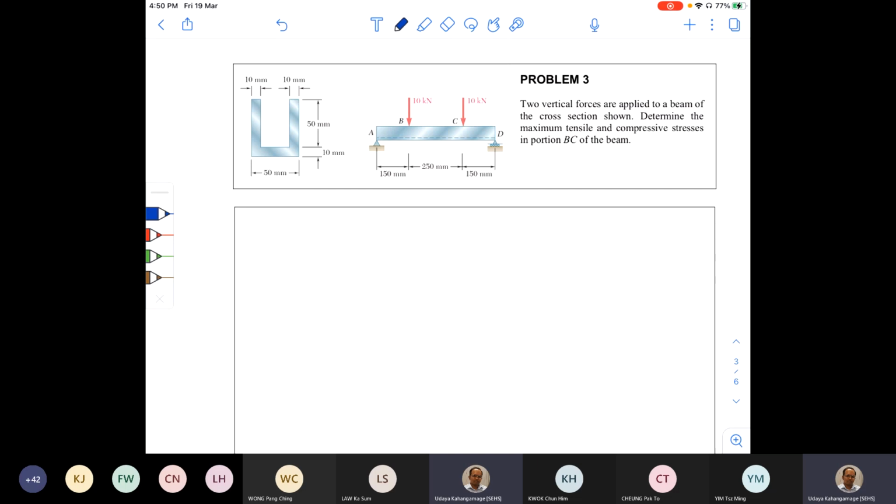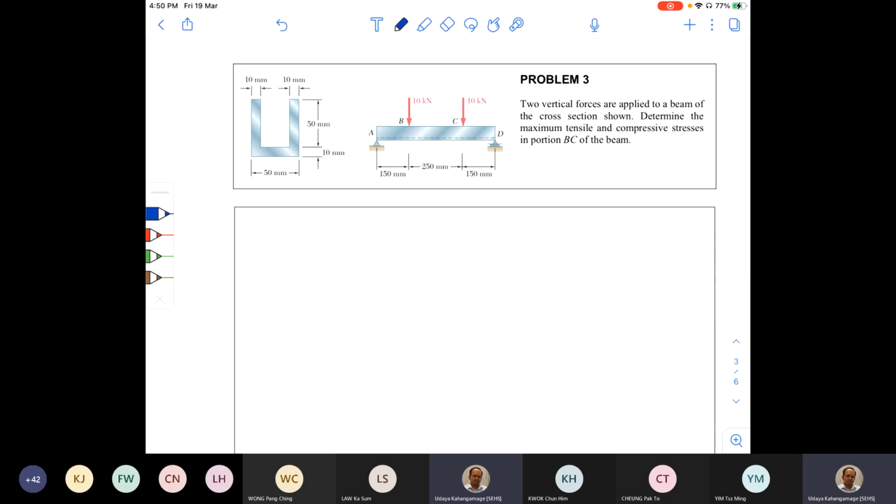Why portion BC? Because portion BC is now under pure bending. Internally, from B to C, there's only one internal moment. But from A to B, internally, there are 2 loads. So we still didn't learn how to solve that kind of problem. Therefore, B to C is our focus area. Now there, the cross section shape is given. It's a U-shaped cross section.